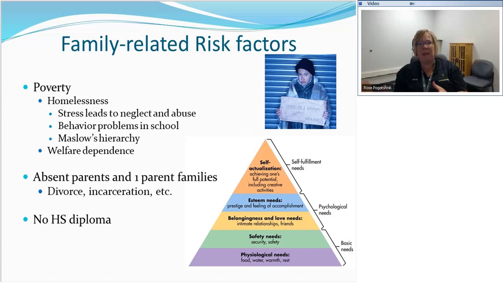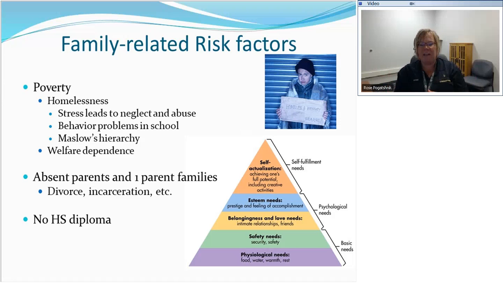The stress may also lead to abuse of those children. It's also very stressful for children to be homeless, and ultimately that homelessness can lead to behavior problems in school as well as other issues, which we shouldn't be surprised by.